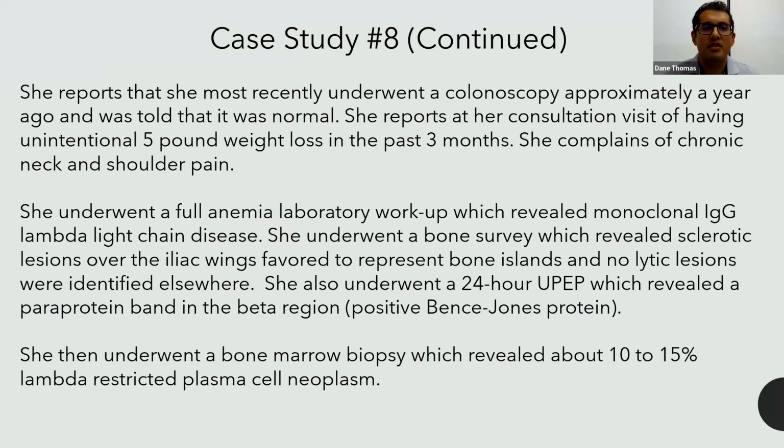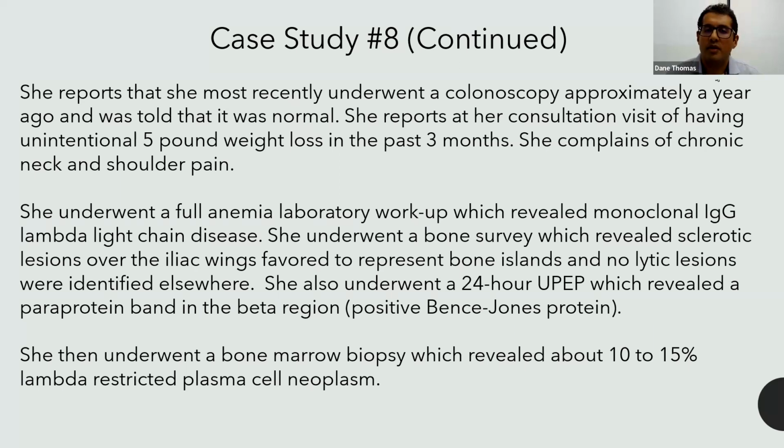She reports that she most recently underwent a colonoscopy approximately 1 year ago and was told that it was normal. She reports, at her consultation visit, an unintentional 5-pound weight loss in the past 3 months. She complains of chronic neck and shoulder pain. She underwent a full anemia laboratory workup, which revealed monoclonal IgG lambda light chain disease. She underwent a bone survey, which revealed sclerotic lesions over the iliac wings favored to represent bone islands, and no lytic lesions were identified elsewhere.